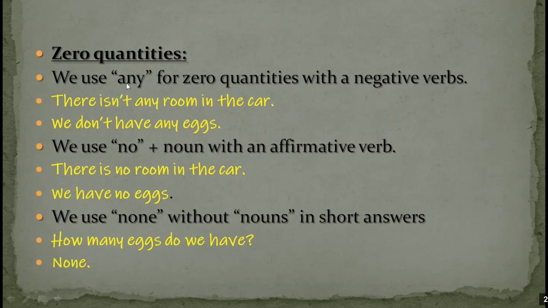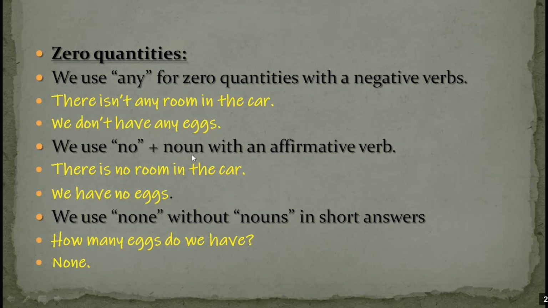Zero quantities. We use any for zero quantities with a negative verb. There isn't any room in the car. So isn't, that's a verb and it's negative. We use the word any. We don't have any eggs. Don't, that's a verb, don't have, and it's negative. So we use the word any.